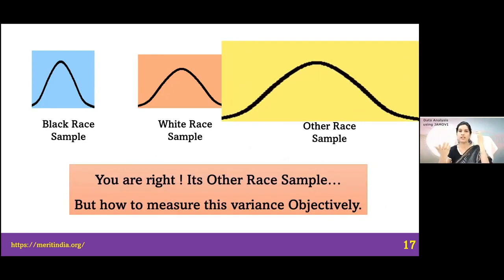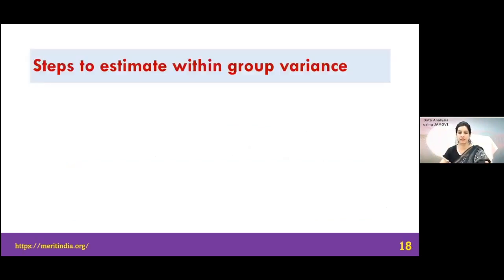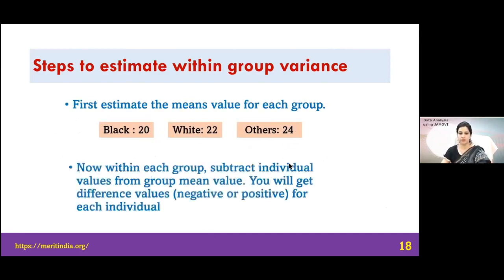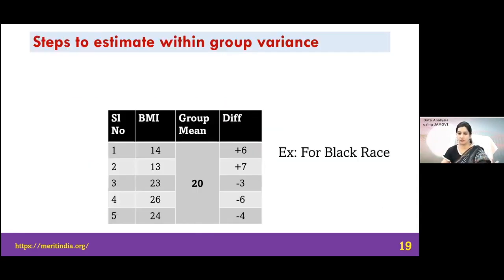There is an objective way to measure this variance. So now, how to measure this objective variance. If the mean BMI of black people is 20, white is 22, and others is 24, then within each group, you subtract the individual values from the group mean. That we did in descriptive statistics also. We get a value and then we square that.